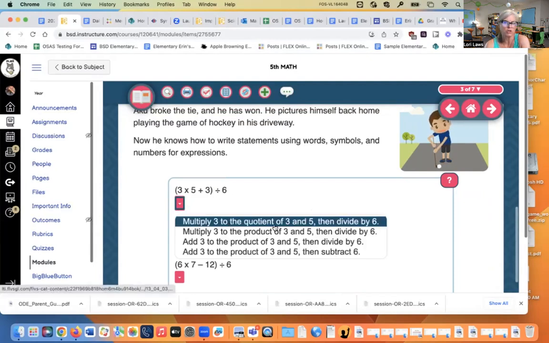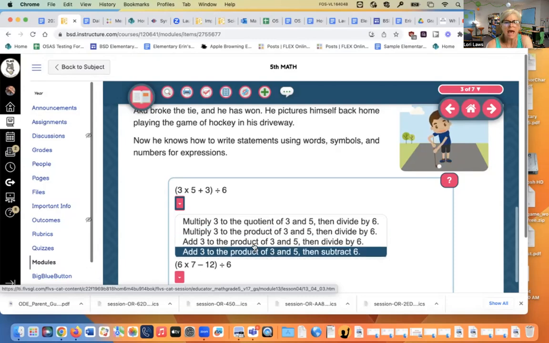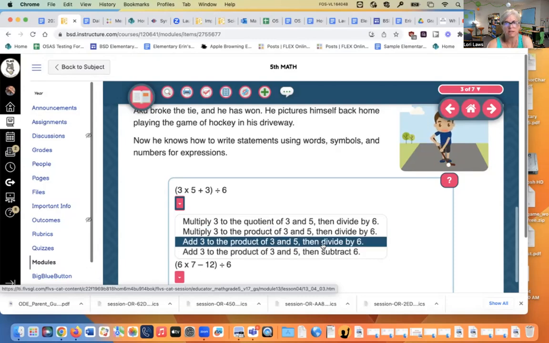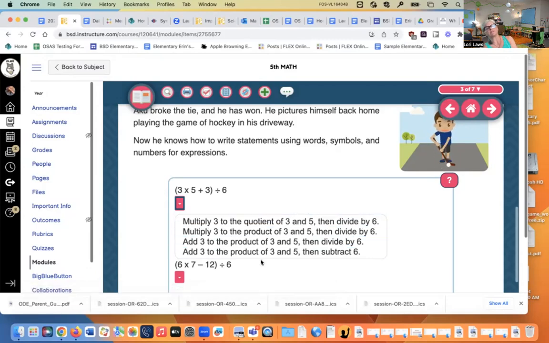Multiply 3 by the quotient of 3 and 5. No. It's not the quotient of 3 and 5, then divide by 6. That's wrong. They're telling you to choose the correct one here. So here they say add 3 to the product of 3 and 5, then divide by 6. That's it. Be careful because multiply 3 to the product. These are confusing. If they gave you a choice, you'd have to be able to recognize which one's correct.